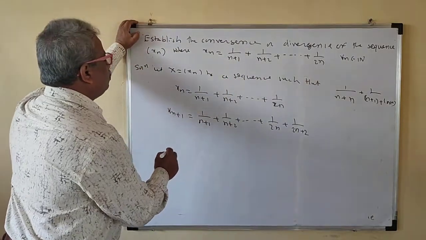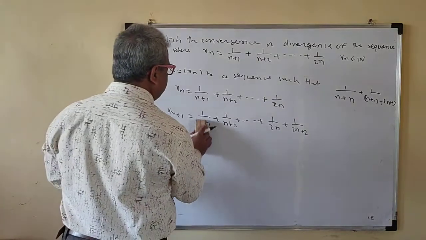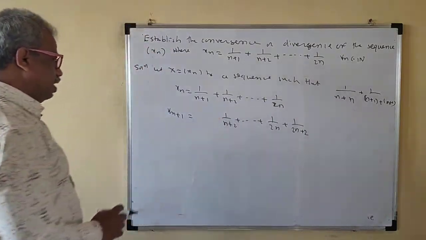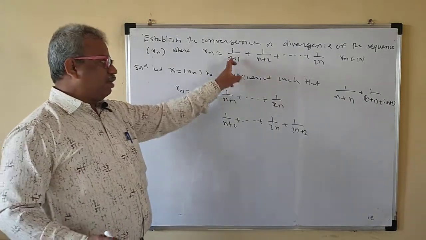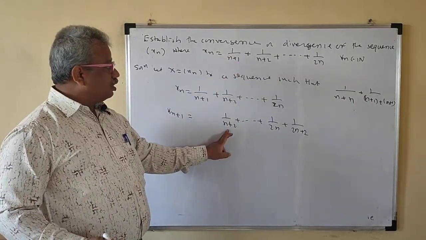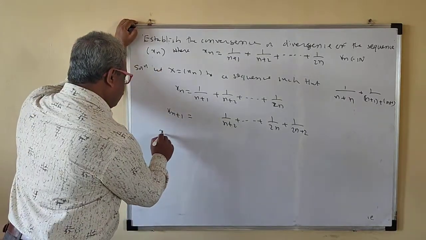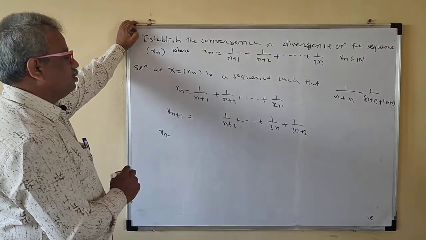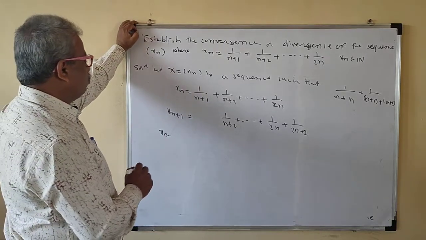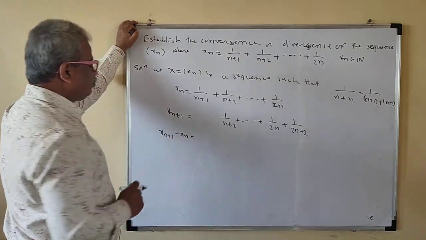Okay, so now this starts from n plus 2 now, not n plus 1. You are replacing n by n plus 1, so this is n plus 2. It starts from n plus 2. So what do we do? x(n+1) minus xn we will do.